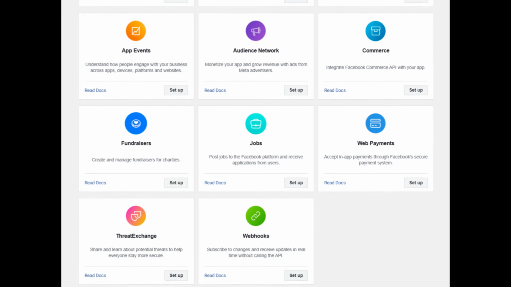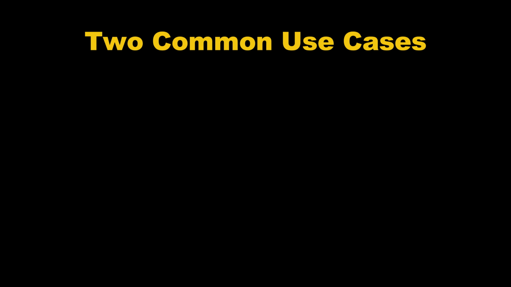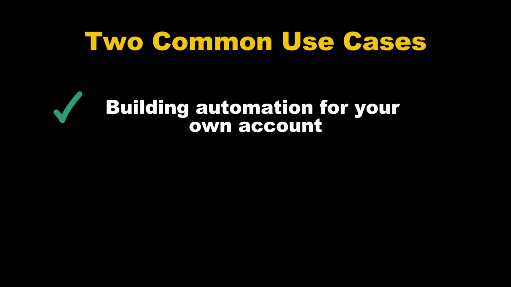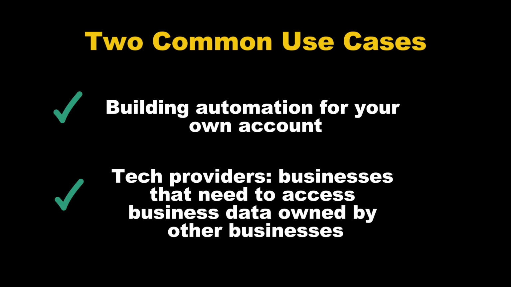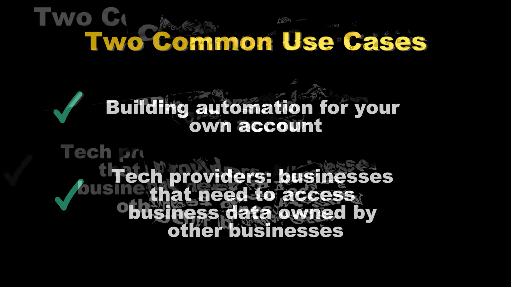So let's get started. In this video, we will cover two main use cases. First, personal use. For those who want to create some automation for their own account. For example, automating Instagram posts. This usually involves using standard permissions and doesn't require advanced access. Second, tech provider use. For businesses and developers who manage multiple accounts or need advanced permissions.